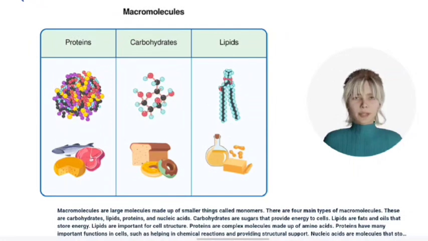There are four main types of macromolecules. These are carbohydrates, lipids, proteins, and nucleic acids. Carbohydrates are sugars that provide energy to cells. Lipids are fats and oils that store energy. Lipids are important for cell structure. Proteins are complex molecules made up of amino acids. Proteins have many important functions in cells, such as helping in chemical reactions and providing structural support. Nucleic acids are molecules that store genetic information.